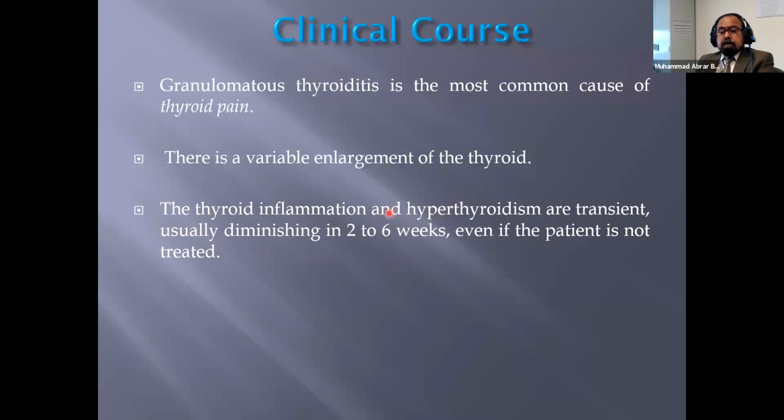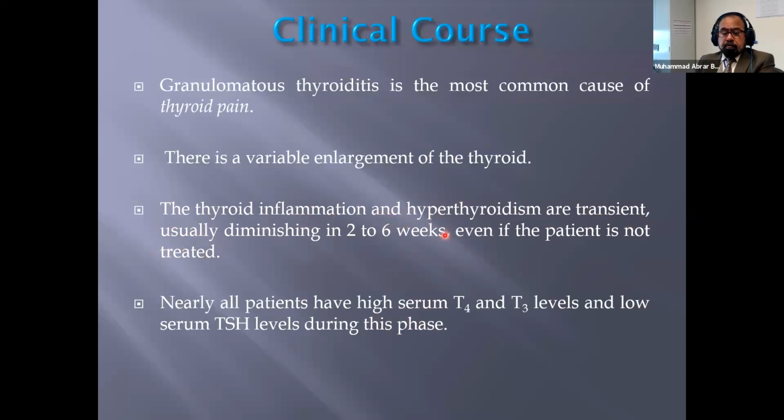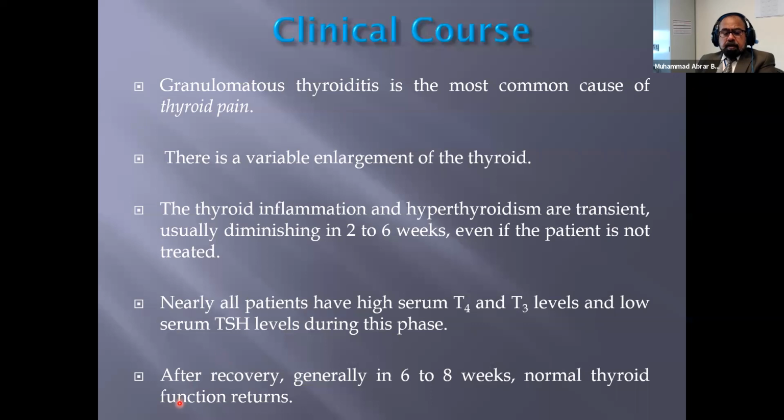The thyroid inflammation and hyperthyroidism are transient. Usually they diminish after 2 to 6 weeks even if treatment is not given. Normally, the patient has high T3, T4 levels and a low TSH level during the active phase. And after recovery, generally 6 to 8 weeks, the thyroid hormones come back to normal.